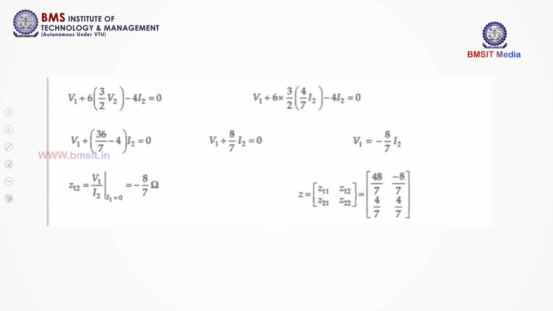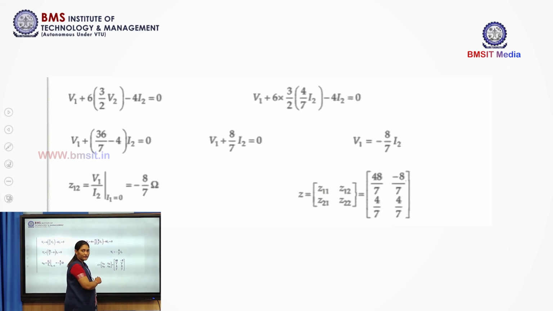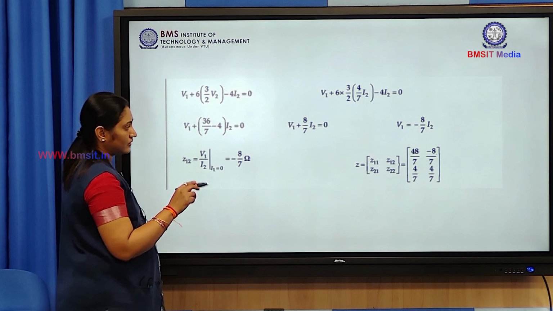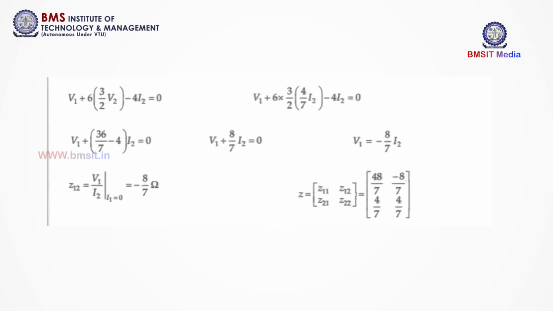After evaluating all the Z parameters, we obtain Z equal to 48 by 7 and minus 8 by 7, again 4 by 7 and 4 by 7. So these are the Z parameters for the given example.